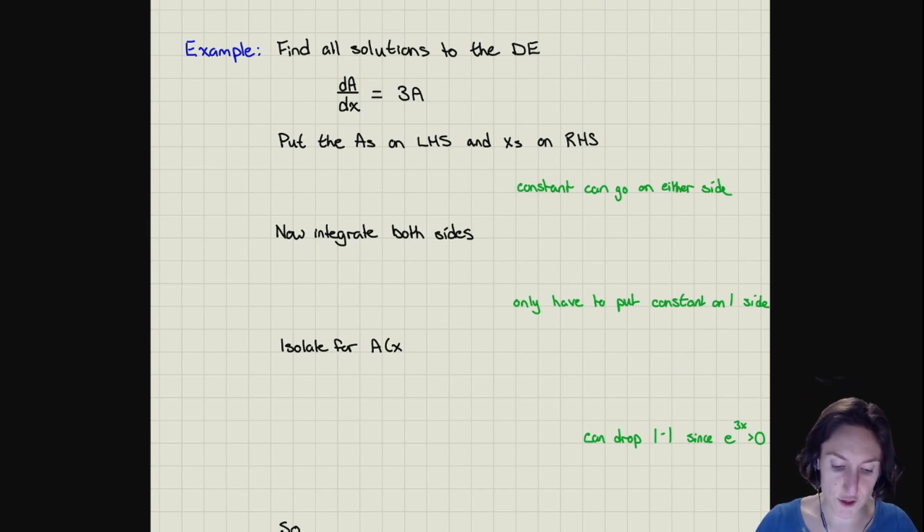Okay, so for this question, we want to find all solutions to this differential equation. It's a differential equation because I have some quantity A, and I have this quantity written as a rate of change with respect to x. So whenever we see A, it's almost like implicit differentiation. It's secretly going to be a function of x.